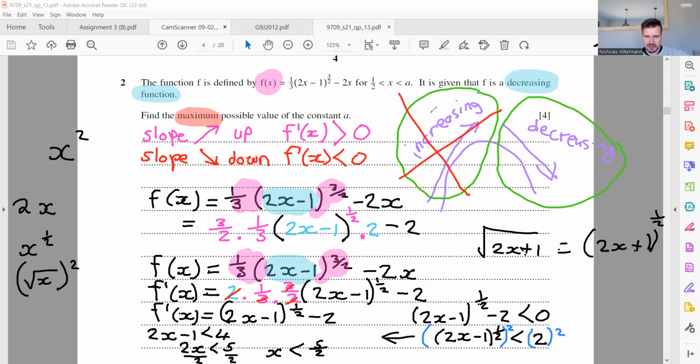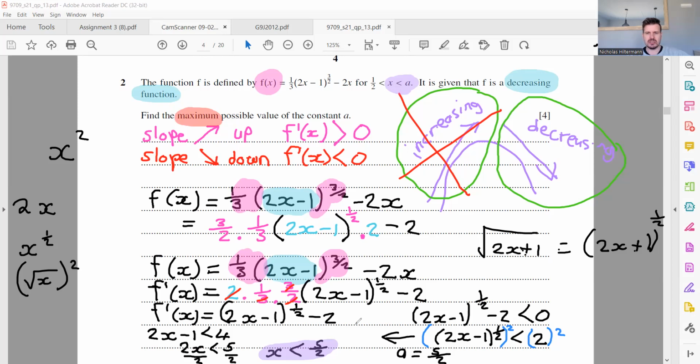Okay, so what is the biggest number that a can be? Well, look at this. This looks exactly the same. See this? And you see this? Exactly the same. So a must be 5/2. So a equals 5/2.